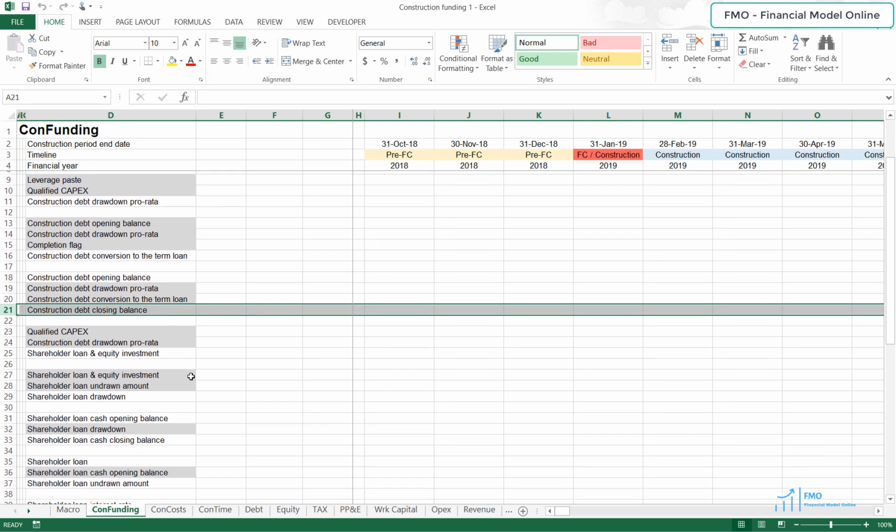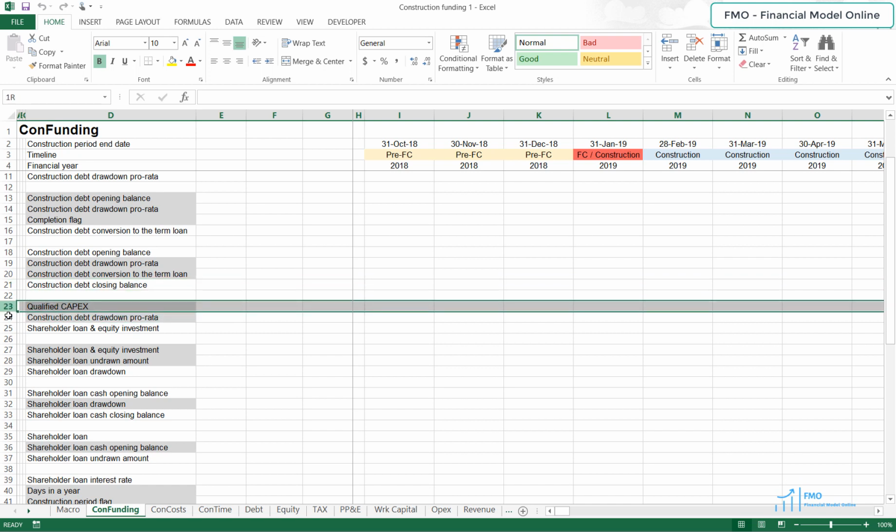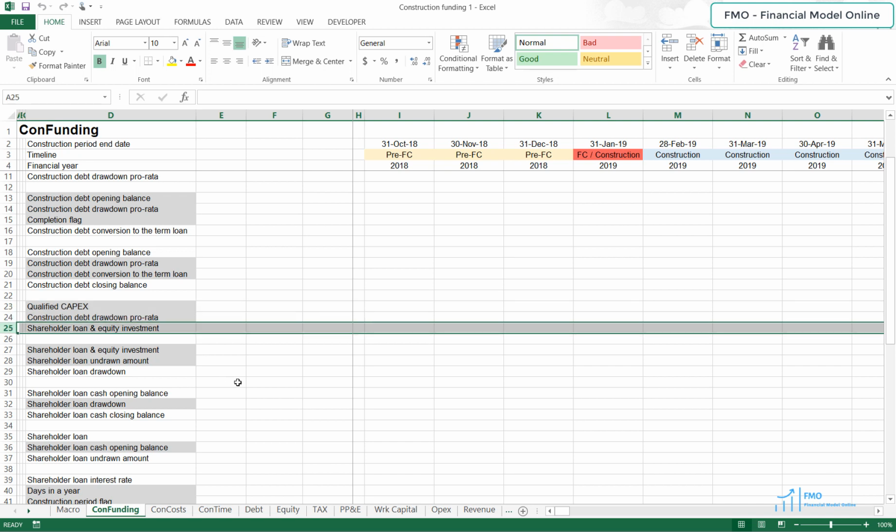So, once we have modeled the construction debt drawdown, and based on our qualified CapEx, we will model the amount of CapEx that will have to be covered by the shareholder loan and equity investment. And, as we mentioned in the previous lesson, the equity funding will come in two forms. Shareholder loan, which is a loan from shareholders to the project company, and equity investment.